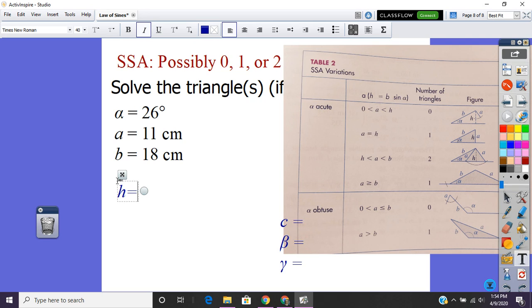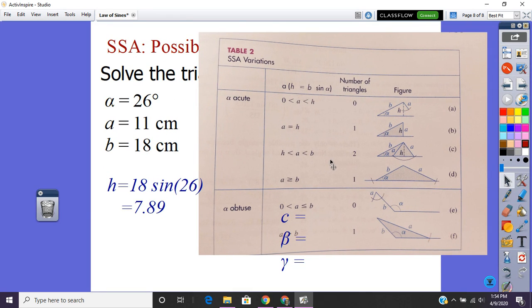So H, if you recall, is B, which is 18, times our sine of 26. And I get this to equal 7.89. All right. So coming up here, does our A equal our H? No. Is A smaller than H? No. All right, so we already knew that B was bigger than A, and now is A bigger than H? Yes, so I'm going to have two triangles here.